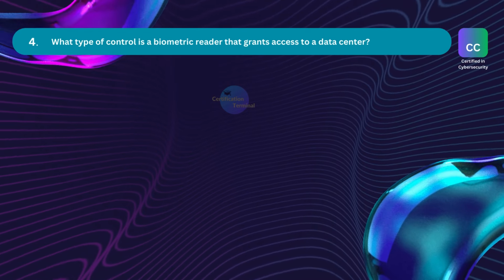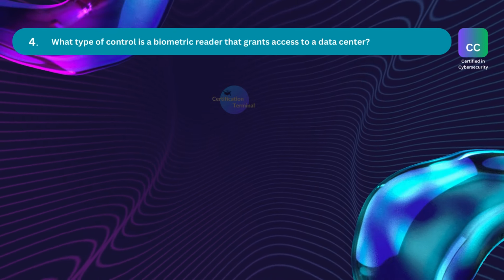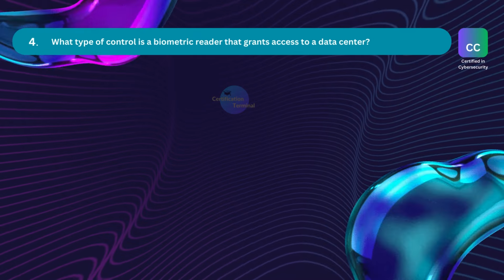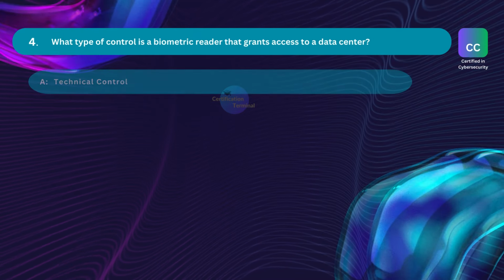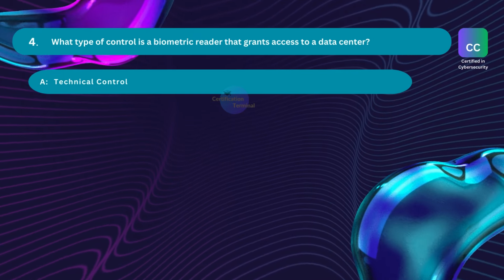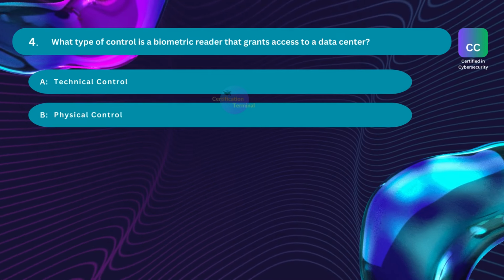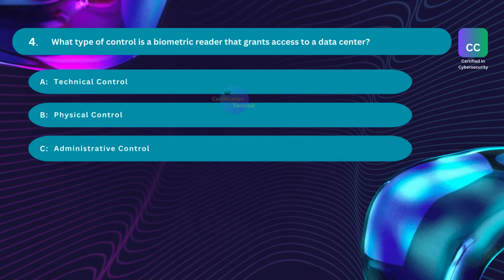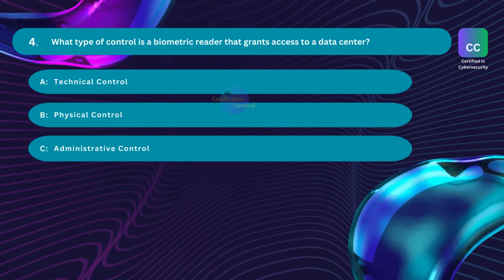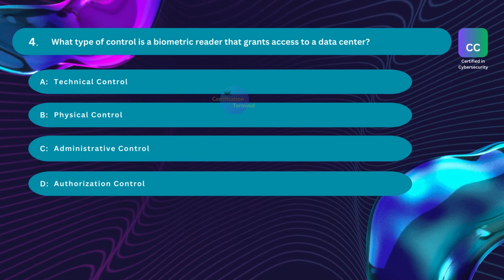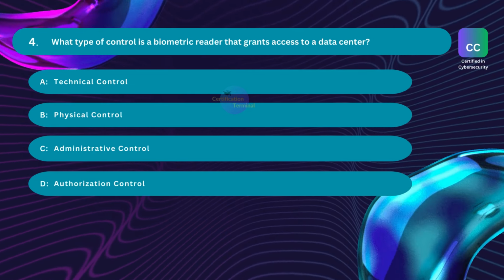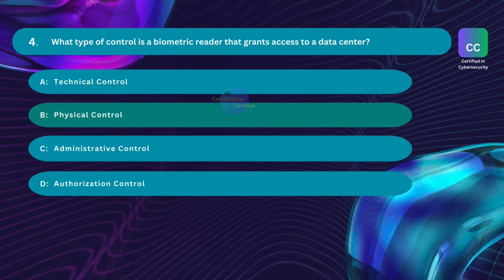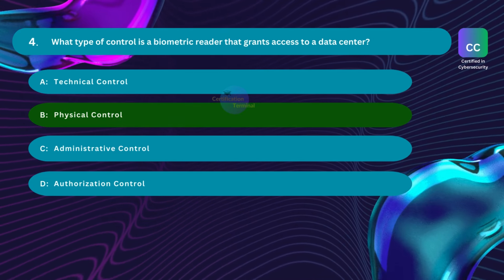Question number 4. What type of control is a biometric reader that grants access to a data center? Option A, technical control. Option B, physical control. Option C, administrative control. Option D, authorization control. The correct answer is Option B, physical control.